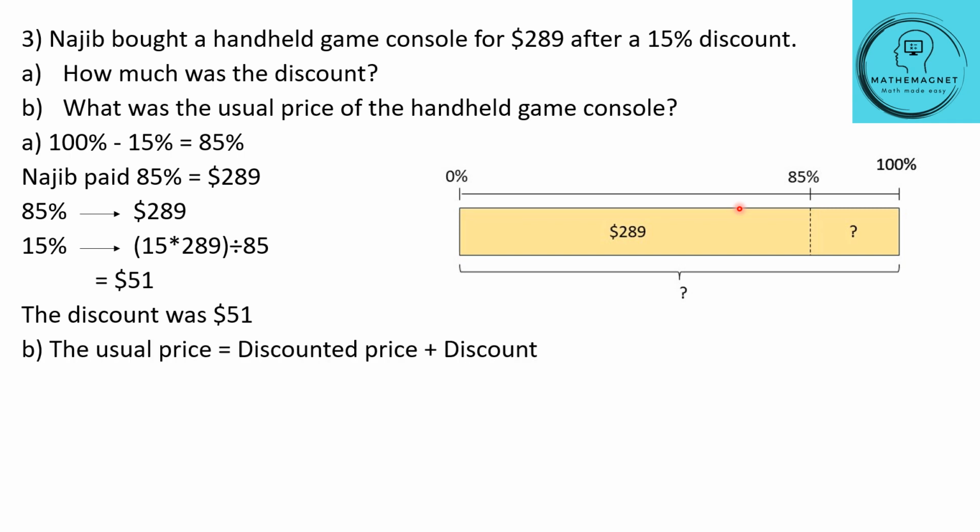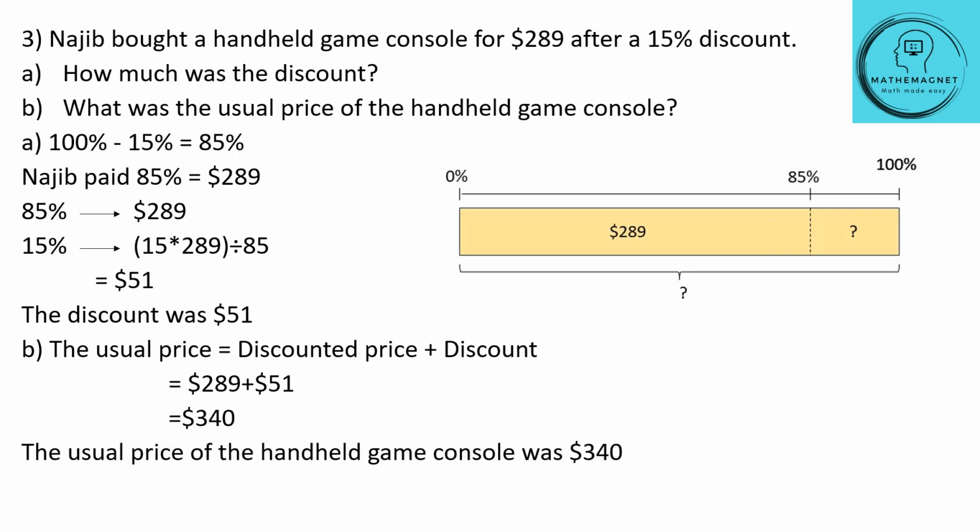Now question B, what was the usual price of the handheld game console? The usual price is what? The amount Najib paid plus the discount he received will be equal to 100%. So it becomes discounted price plus discount, which is 289 plus $51, and this is equal to $340. So the usual price of the handheld game console was $340.